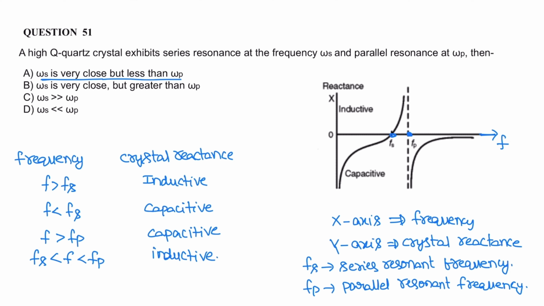Now from the curve, if frequency is greater than series resonant frequency, then the nature of crystal reactance is inductive. If frequency is less than series resonant frequency, then the nature of reactance is capacitive. If frequency is greater than parallel resonant frequency, then the reactance is also capacitive. If the frequency lies between series and parallel resonant frequency, the reactance is inductive. So option A is correct. From the question, the series resonant frequency is less than the parallel resonant frequency, and both are close to each other. First option is correct.